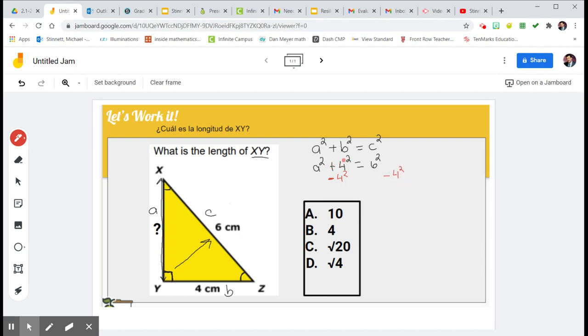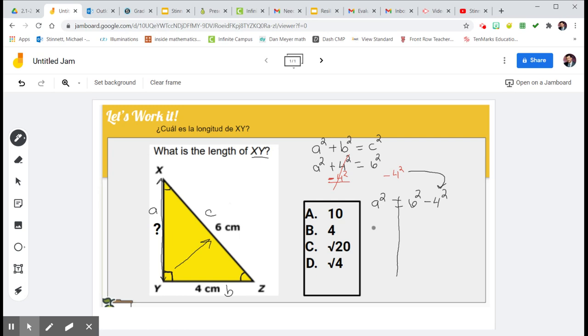4 squared minus 4 squared is nothing. It just cancels out, right? So then we would just have a squared. We'd have a squared equals, this is gone. We still have our 6 squared, and we still have our minus 4 squared. This is this right here, okay? That's where that came from. And so now we can just solve this equation, okay?